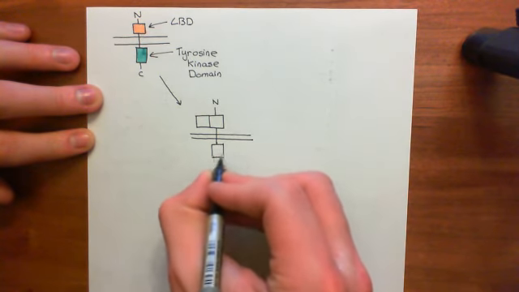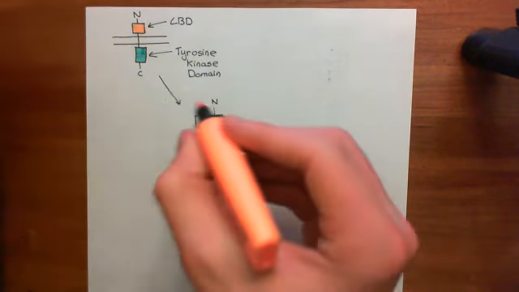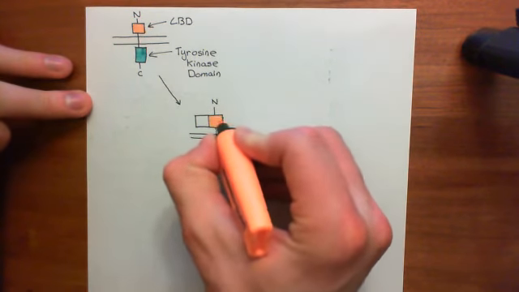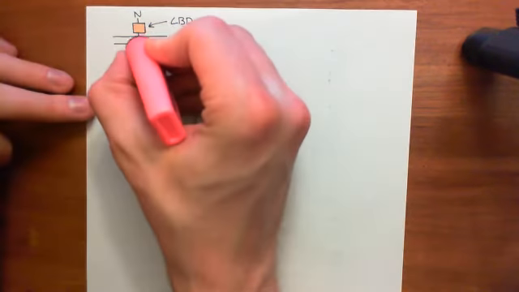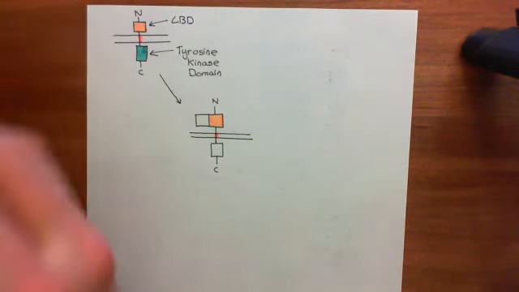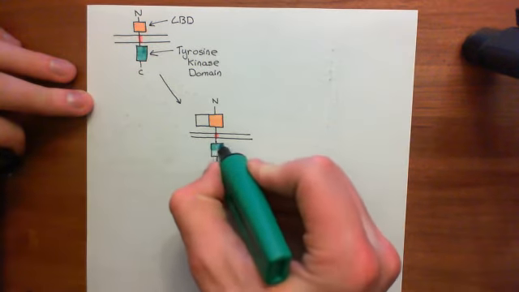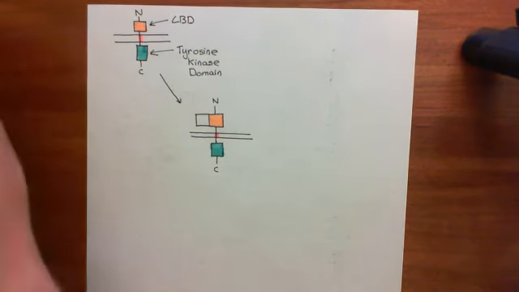Here's our tyrosine kinase domain, and here's our C-terminal tail. So let's colour everything in. Here in orange, this once again is our ligand binding domain. I'll put a colour for the membrane spanning region as well. There's our membrane spanning alpha helix, and here is our tyrosine kinase domain intracellularly.